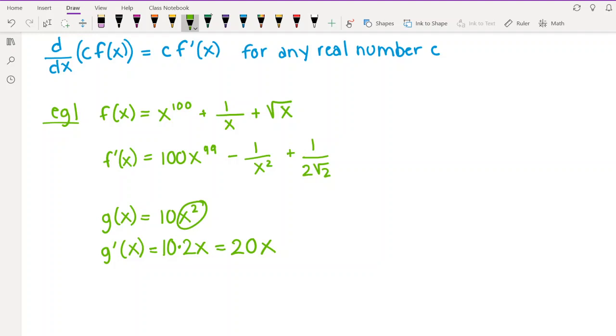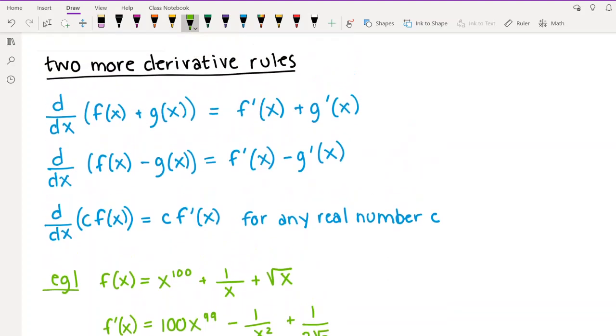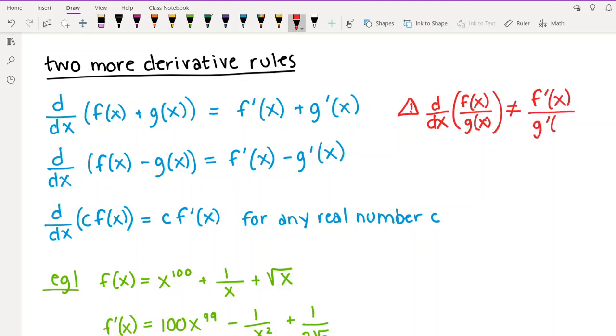And then in a minute, we'll do a few more examples where we pull all of these different rules together and do some slightly more complicated derivatives. But one more thing I want to mention while we're on this topic is a couple of rules that do not exist, that I want to make sure everyone knows are not a thing. It is not true that the derivative of two functions divided by each other is the same as taking the derivative of each of them individually and dividing. It just does not work that way.